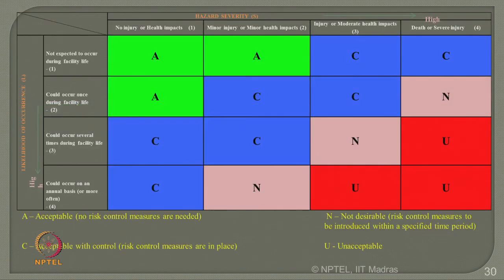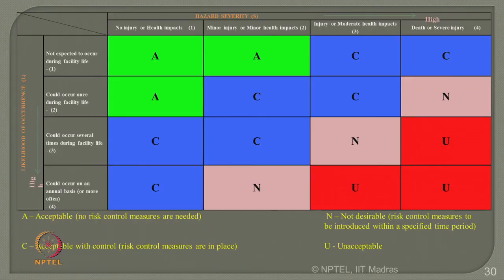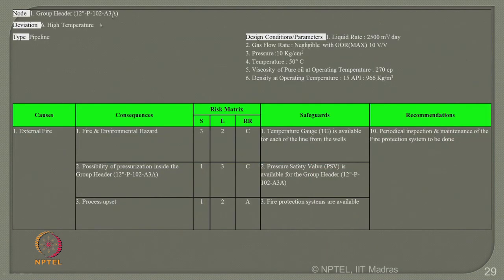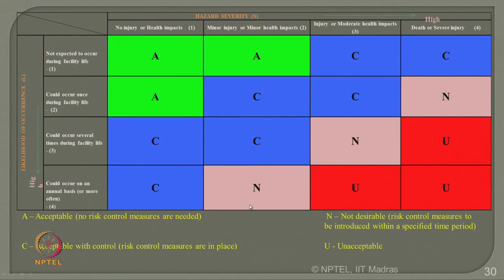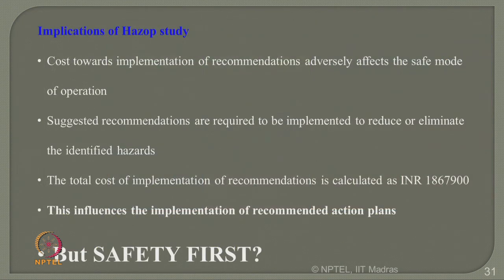Now, we know what is the meaning of these risk ranking matrix in categories of A, C, N and U. We also already have these nomenclature present for different causes in a given plant node as C, A, etc. Based on this, one can easily know what are the acceptable risks involved in the plant, what are unacceptable areas of risk involved in the plant.